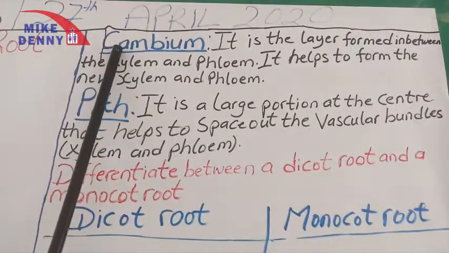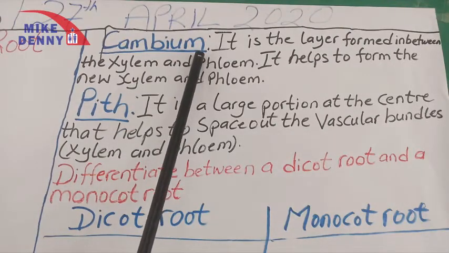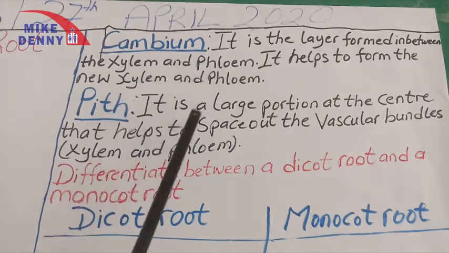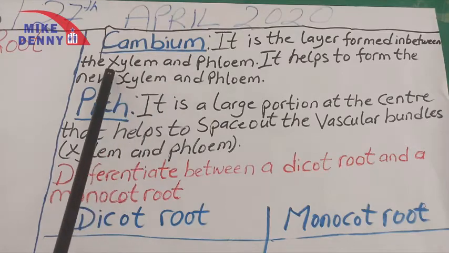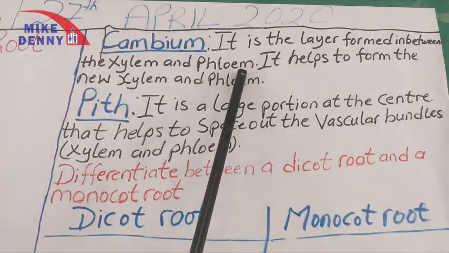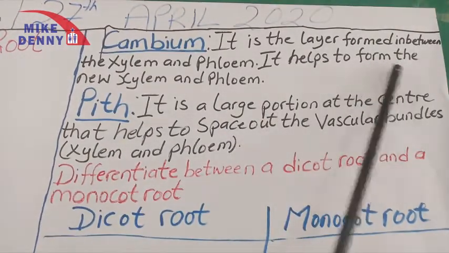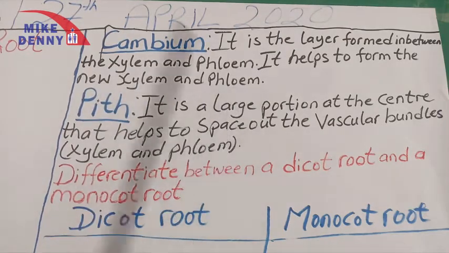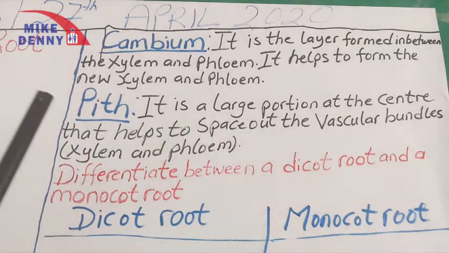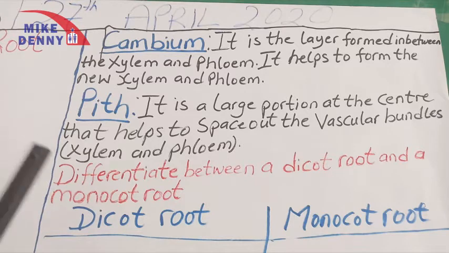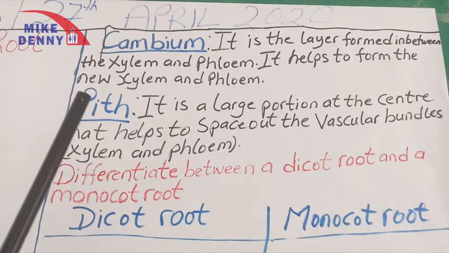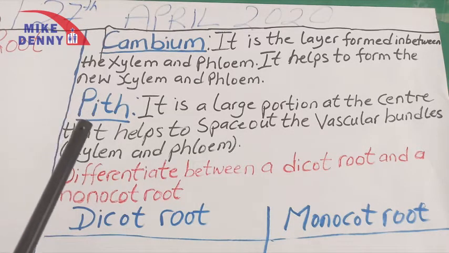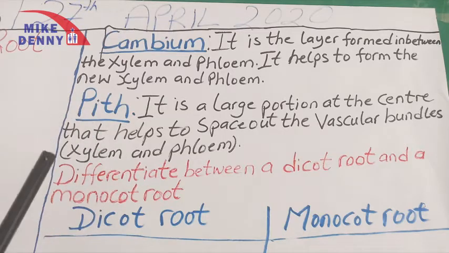Then we have the cambium. We say this is a layer that is formed in between the xylem and the phloem. It helps to form the new xylem and phloem. We just indicated from the beginning that the dicot root has the cambium, but the monocot root lacks the cambium. So this is one aspect of their differences.